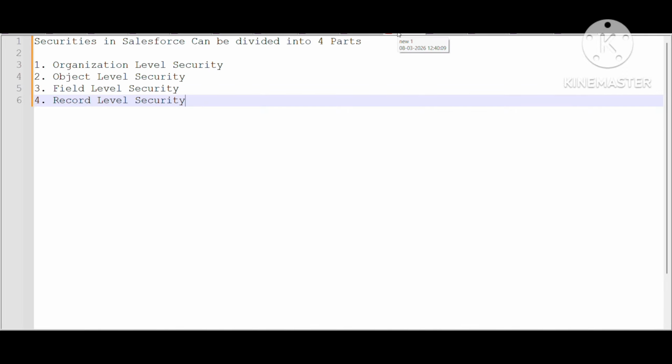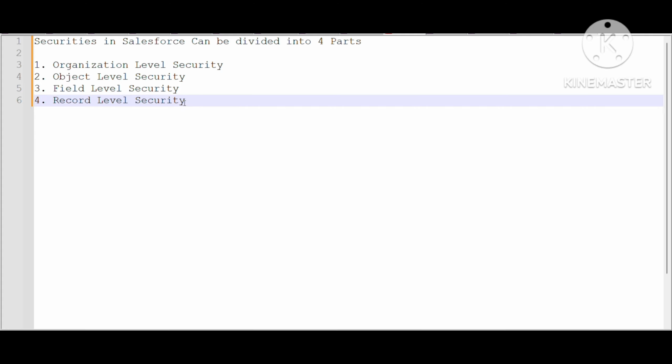So let's begin. Basically, the securities in Salesforce can be divided into four parts, okay, which are organization level security, object level, field level, and the record level. Now we are going to dive deep into each of these.